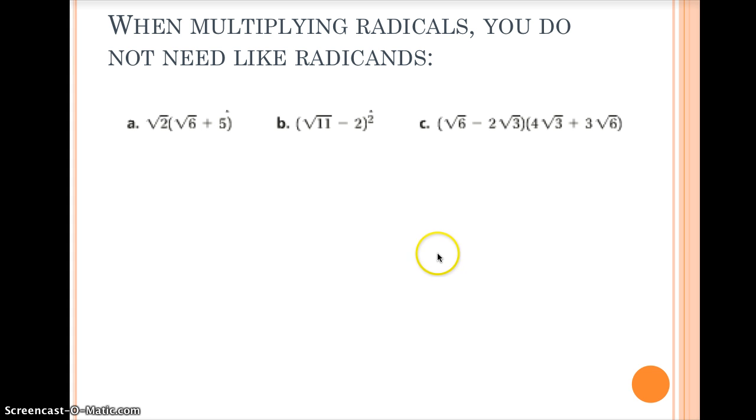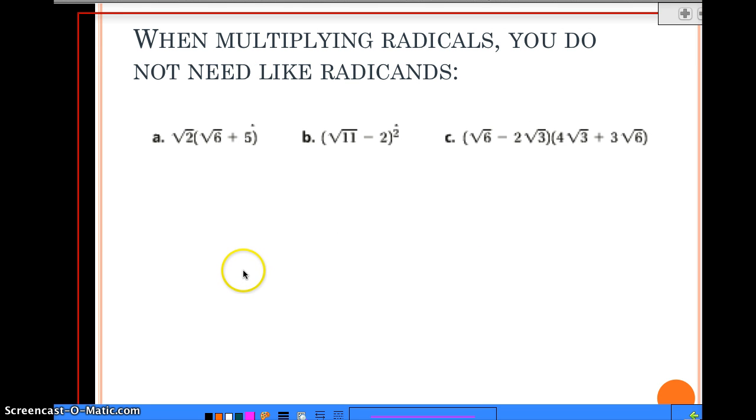When multiplying radicals, you do not need like radicands. That's why it's a little bit easier. Only when you add and subtract do they have to be like. So if we look at these examples, these are seen on the state exam a lot, so let's be careful. In the first one, we have to actually do the distributive property. What you want to remember when you're multiplying or dividing, it's always coefficient by coefficient, radicand by radicand.